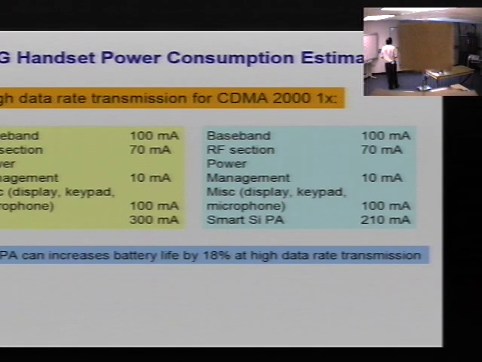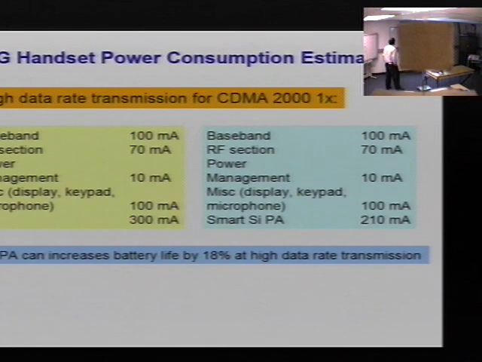This is our estimate. Certainly it changes. Looking at the PA, you're looking at maybe 300 milliamps of power consumption. It really depends on the baseband and what type of processing you're doing. So it's hard to put a metric on this, or to have a standard on it.